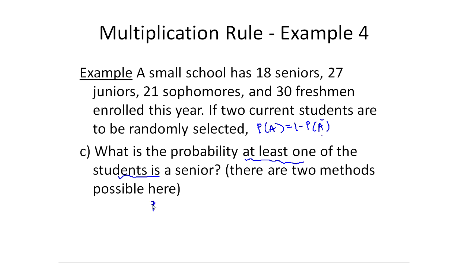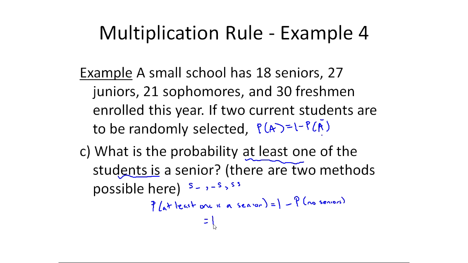So if I want to find the probability at least one is a senior, I'm going to find 1 minus the probability of the complement instead. At least one is a senior means you could either have a senior and then somebody else, a freshman or a sophomore, etc. Or you could have somebody else and a senior, or you could have two seniors. So what's left out? No seniors, right? So probability that you have no seniors in your group.